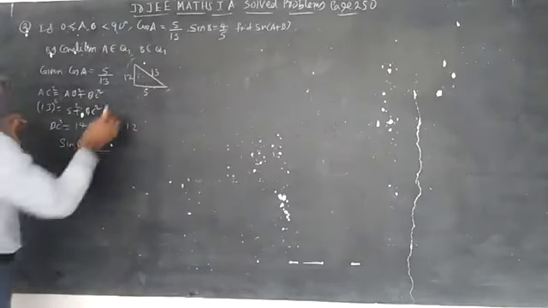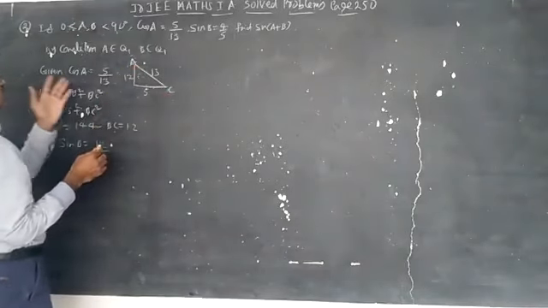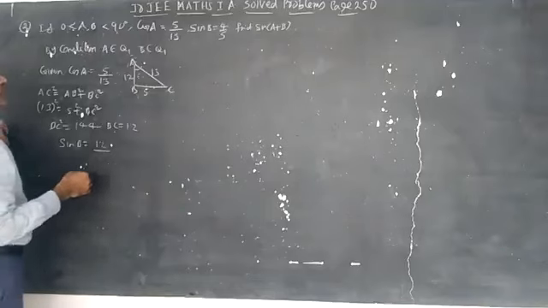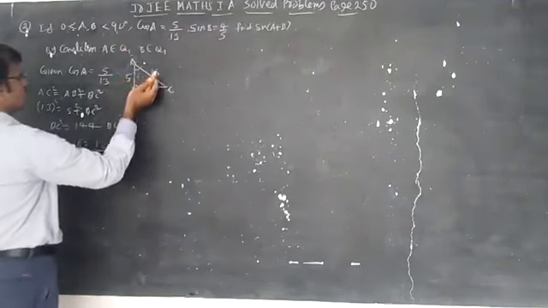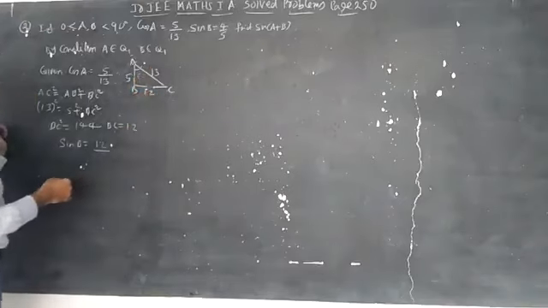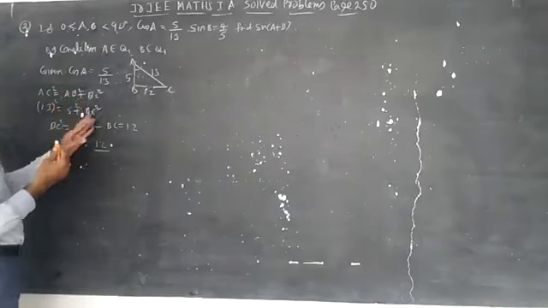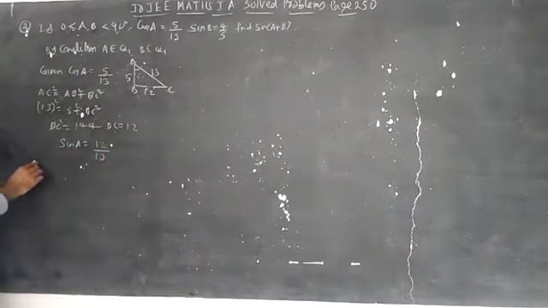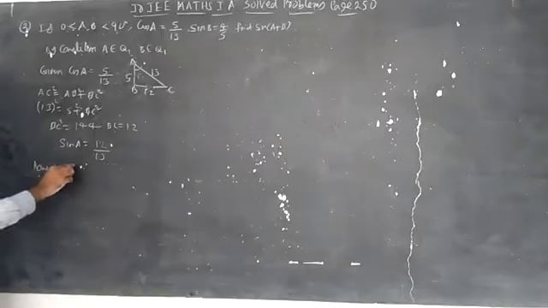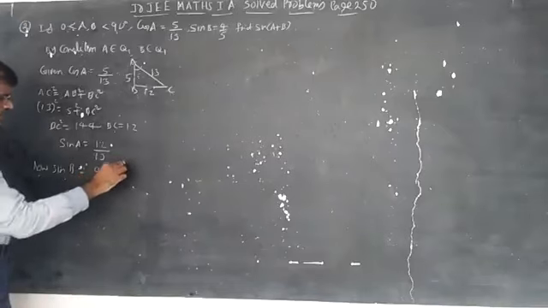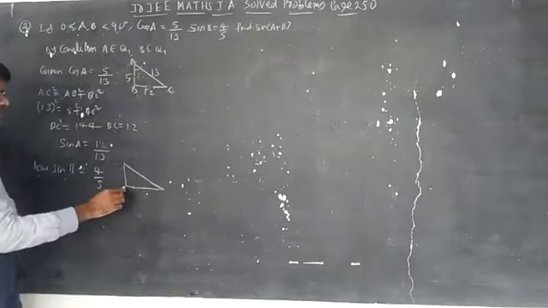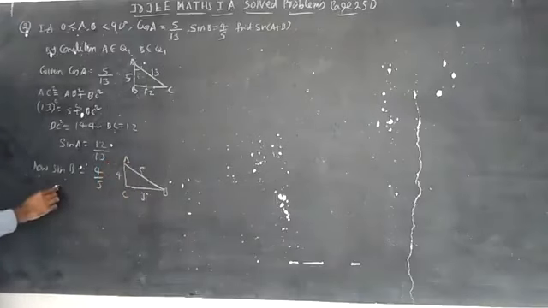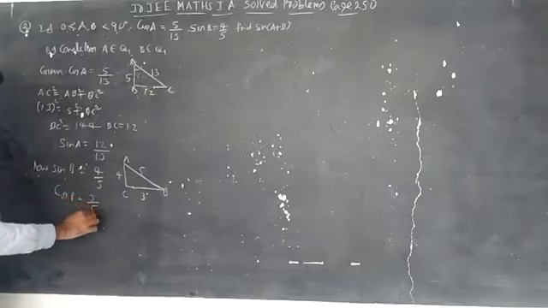Cos A is 5 by 13, so adjacent side by hypotenuse, this becomes 5 here, and this becomes 12. Now sin A we need. Sin A is equal to opposite by hypotenuse, it is 12 by 13. Now, once again, we can calculate cos B. Sin B is given as 4 by 5. Put a right angle triangle, sin B means opposite side by hypotenuse, put here B. This is A, this is C. So this is 3. Cos B is equal to 3 by 5.